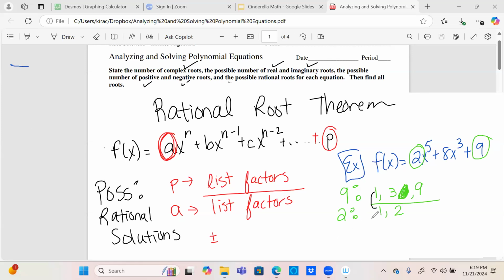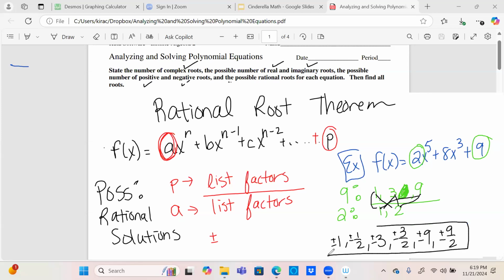1 divide 1 is 1. 1 divide 2 is a half. 3 divide 1 is 3. 3 divide 2 is 3 halves. 9 divide 1 is 9. 9 divide 2 is 9 halves, and then give all of them a plus minus. If that function has rational roots, not saying it does, these are the possibilities.